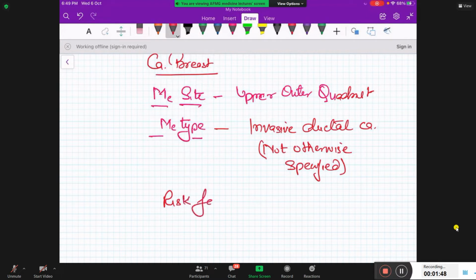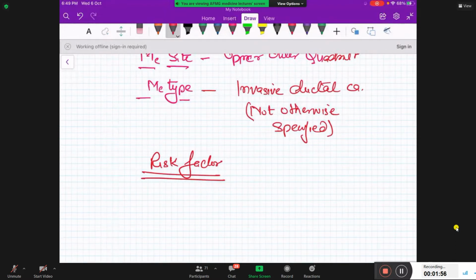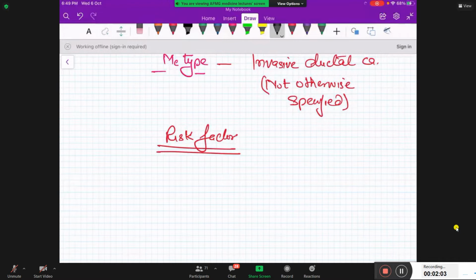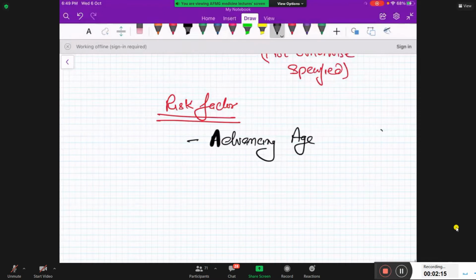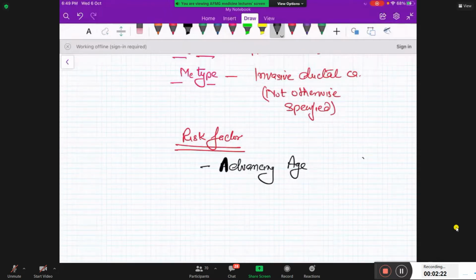In the risk factors for carcinoma breast, the most important factor is advancing age. Then we have family history.